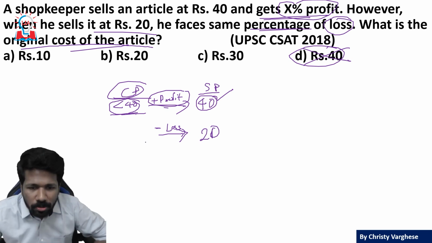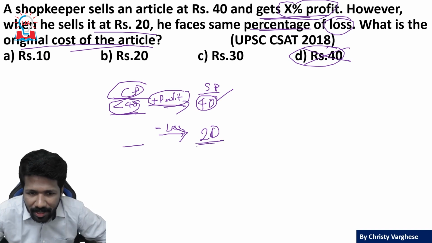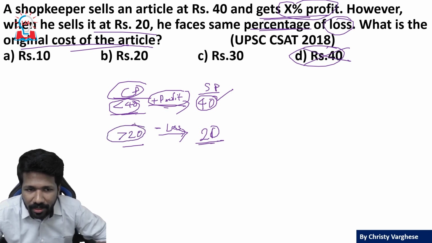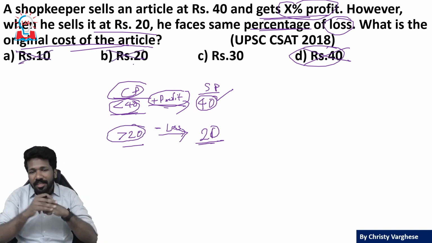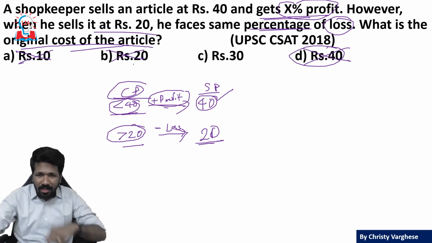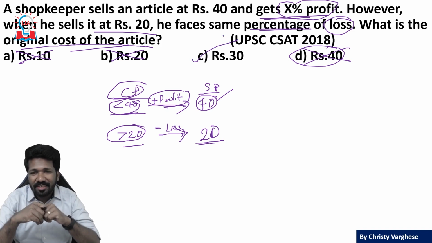So loss means his cost price should be more than this 20. That is what we can say now. Then only that is a loss. That means the cost price cannot be 20 or below. It should be greater than 20. Greater than 20 means 10 and 20 cannot be the answer. That can be rejected. So 3 options are rejected. The only remaining option is the correct answer. So another classic example of a rejection approach.